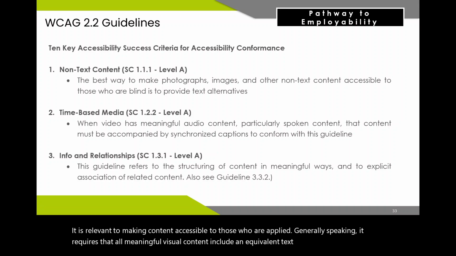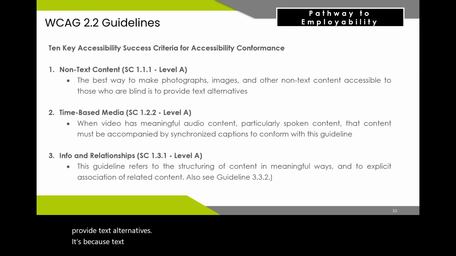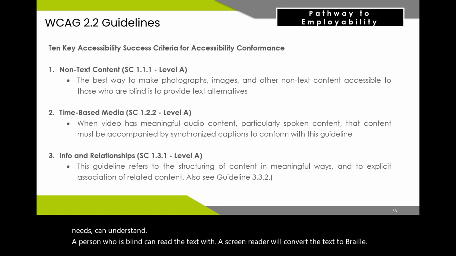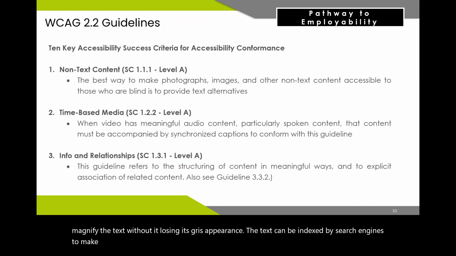The best way to make photographs, images, and other non-text content accessible to those who are blind is to provide text alternatives. It's because text alternatives are easily translated into forms that individuals, whatever their needs, can understand. A person who is blind can read the text with a screen reader or convert the text to Braille. A person reading in a second language can translate the text. A person with low vision can magnify the text without it losing its crisp appearance. The text can be indexed by search engines to make images searchable, and so on.